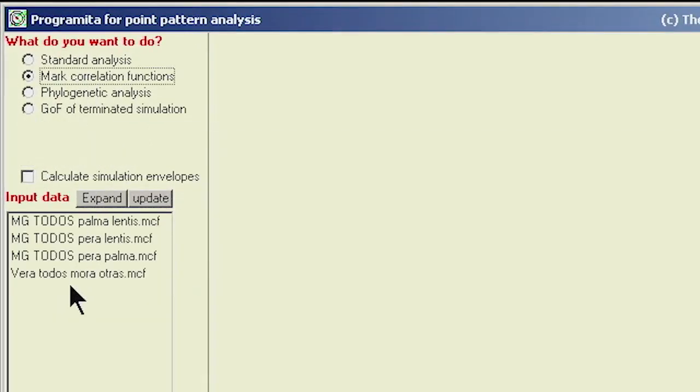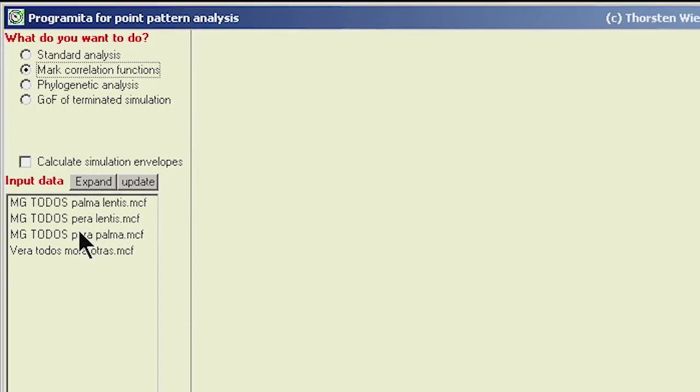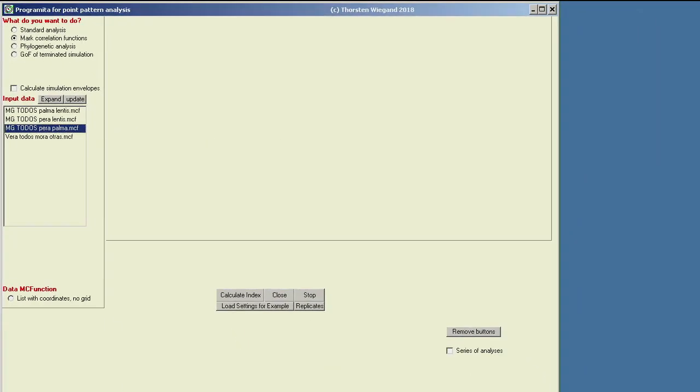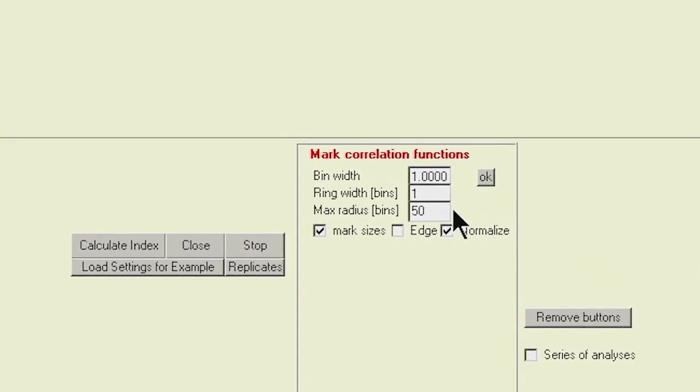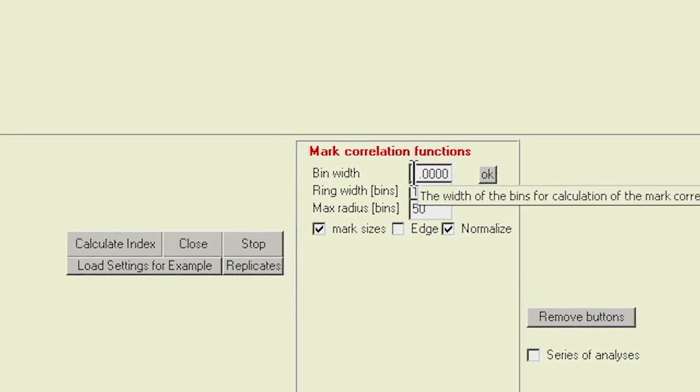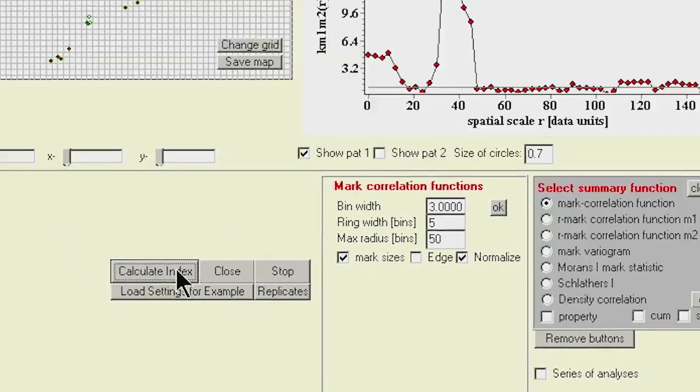And now you see here all the different data sets and we go for this Pera Palma one. You click here, then you have to click here. This is data list with coordinates. Then you get again the specifications of the pattern and the bin width. We can do as in the random labeling analysis here with 3 and we have a ring width of 5. Let's see if this is a good setting.